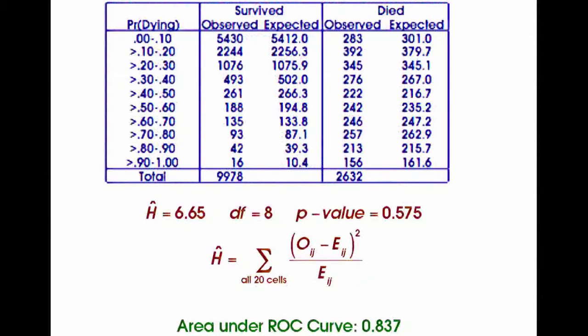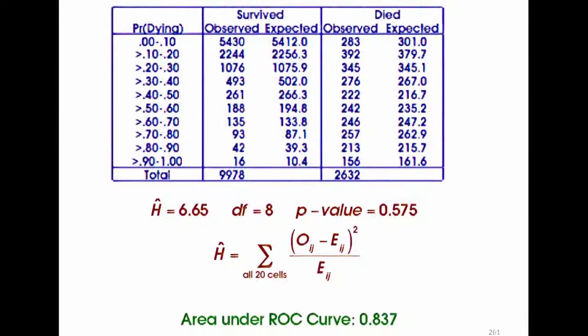And when we look at the goodness of fit test here, we call this H. We got a p-value of 0.57, and again, it's indicating that the model fits. And the area under the ROC curve is 83.7%. So again, this suggests that not only do you have good calibration for this model, but you have good discrimination as well.